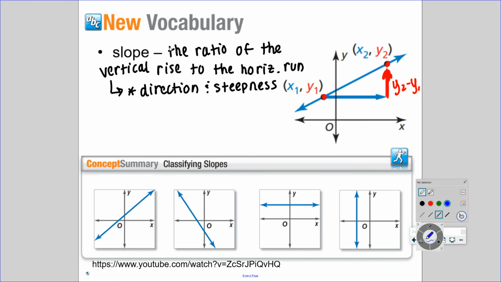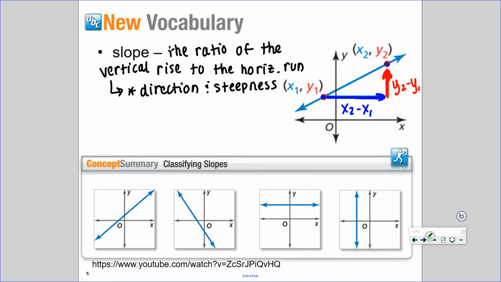My horizontal run, okay, and think of your axes here on a coordinate plane. Well, if I started here at x1 and finished here at x2, the difference between those endpoints would tell me my horizontal run.